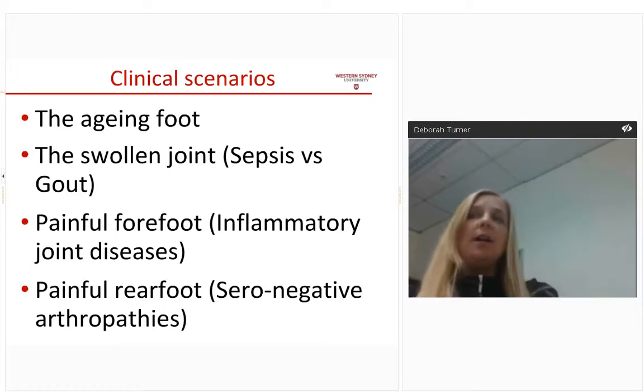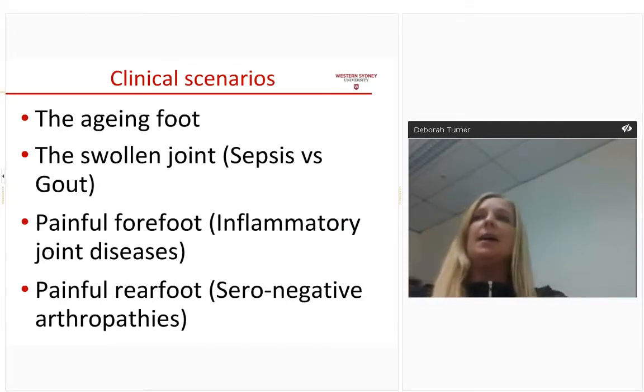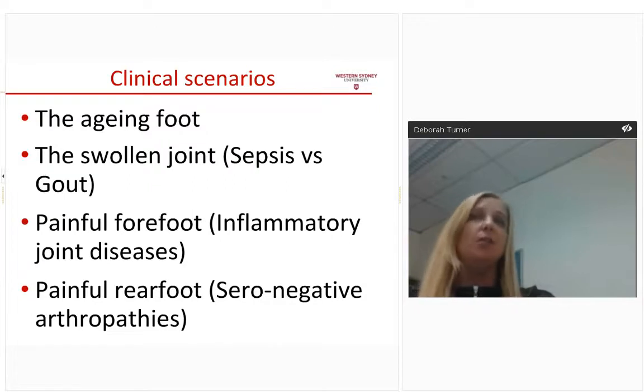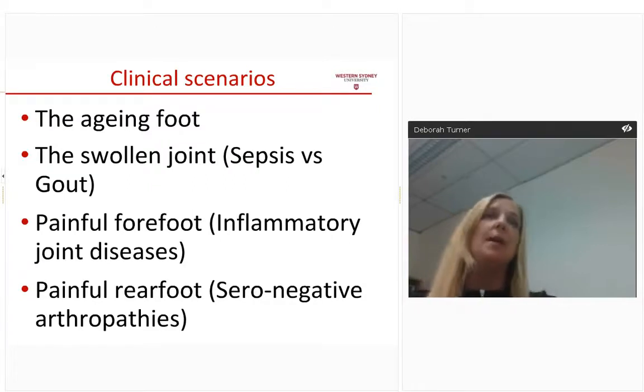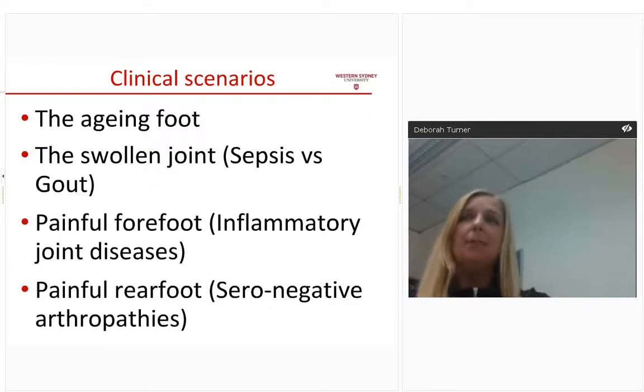So what I hope to do this evening is to consider some of the manifestations that are part of normal aging, so spend some time talking about the foot in aging. And then what I wanted to focus on were a couple of key scenarios that, when faced out in clinical practice, can be quite challenging.